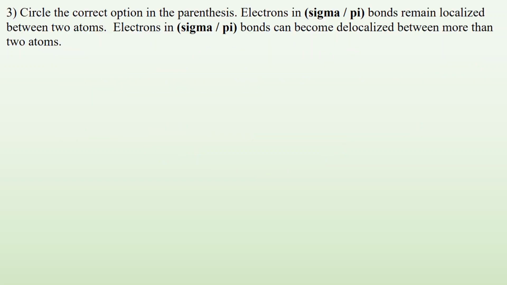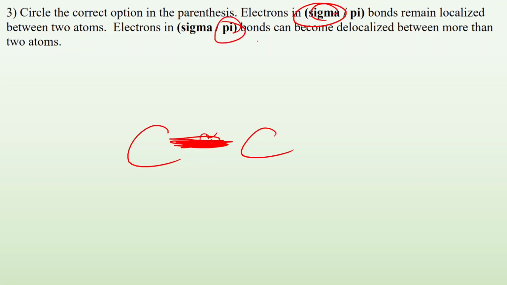3. Circle the correct options in parentheses. Electrons in sigma or pi bonds remain localized between 2 atoms, and electrons in whatever other option can become delocalized between more than 2 atoms. All right, well, let's see. The sigma bonds are the localized bonds, right? So if I have, let's say, a carbon bonded to a carbon, these sigma electrons are stuck in between those 2 carbons. Electrons in pi bonds can become delocalized between more than 2 atoms.